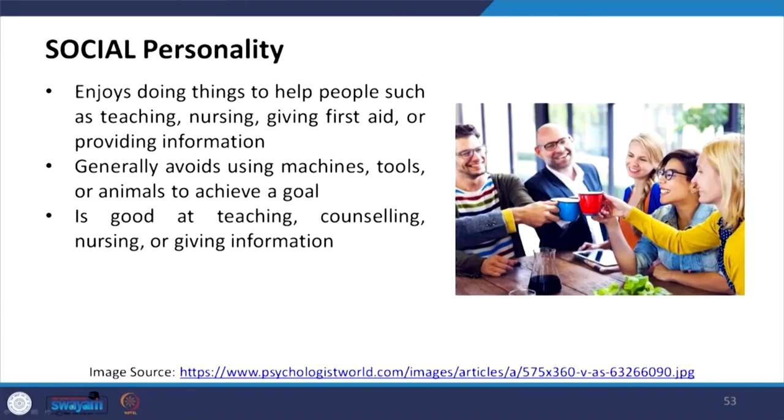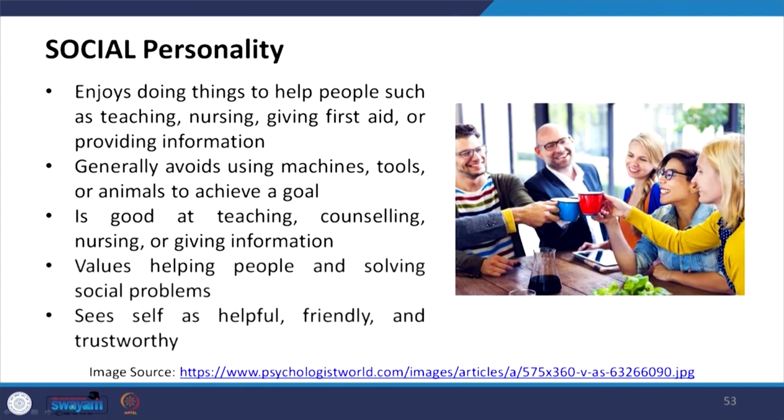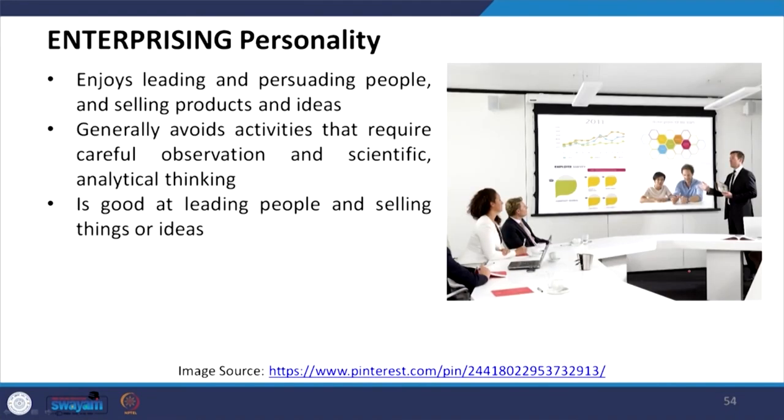The social personality enjoys doing things to help people, such as teaching, nursing, giving first aid or providing information. They generally avoid using machines, tools or animals to achieve a goal. They are good at teaching, counseling, nursing or giving information. The social personality values helping people and solving social problems, and here they are very helpful, friendly and trustworthy in relationships.